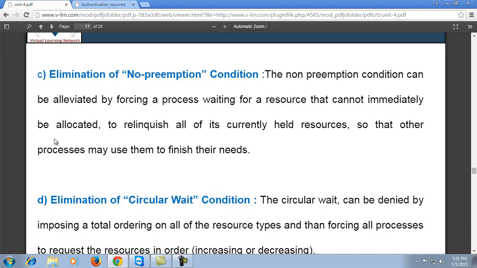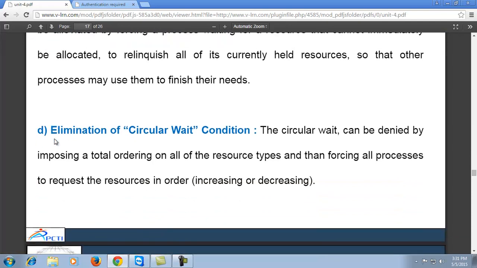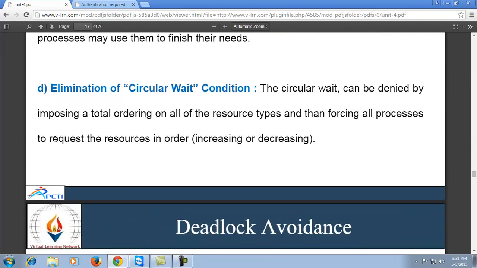The next is elimination of the circular wait condition. We have to eliminate this condition because this kind of condition can possibly occur in the system. The circular wait can be denied by imposing a total ordering on all of the resource types and then forcing all processes to request the resources in increasing order, or it may be decreasing order.